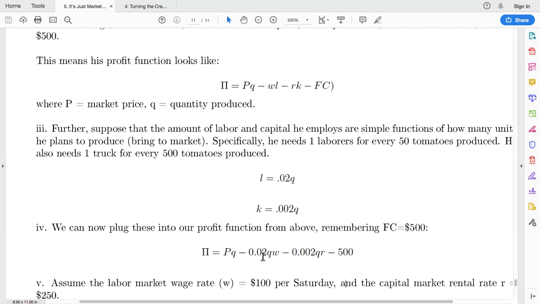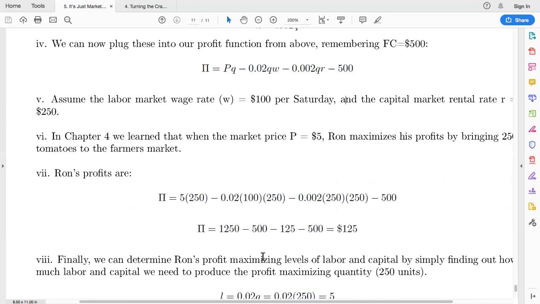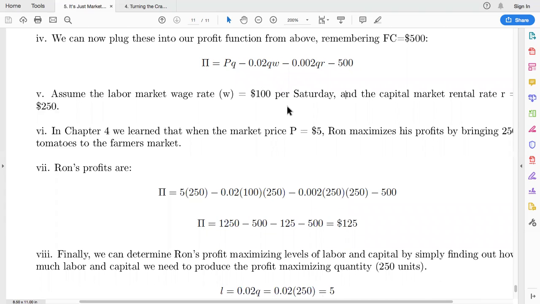So we're going to make some further assumptions here. We're going to assume that the wage rate is $100 per Saturday. So this is what he pays his employees. Each Saturday, he pays them $100. And we're going to assume that the rental rate of capital is $250 per unit of capital.